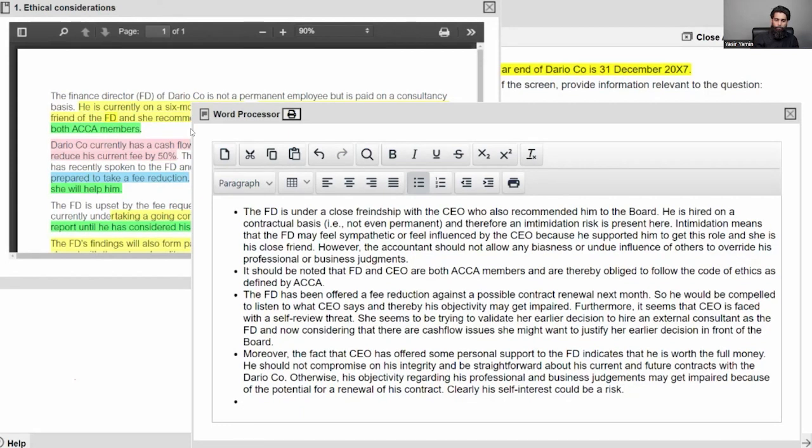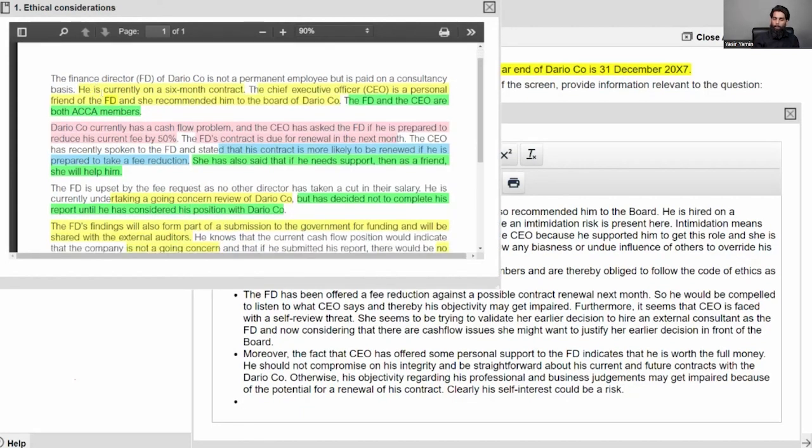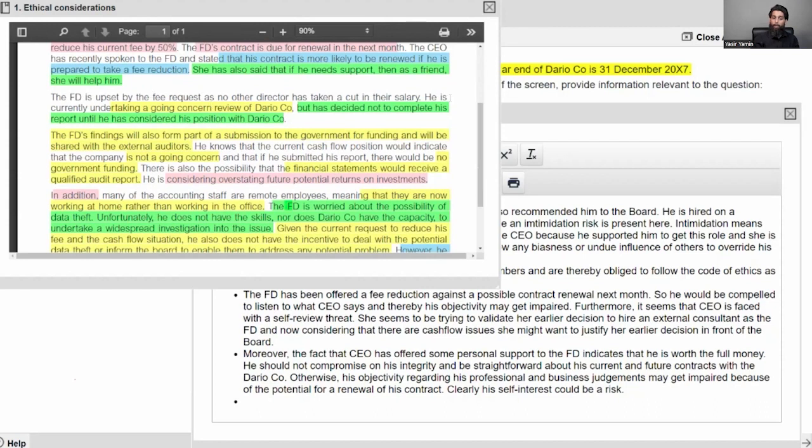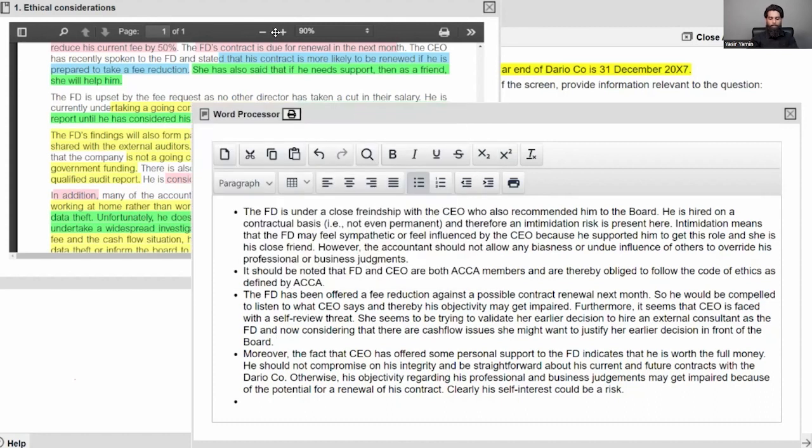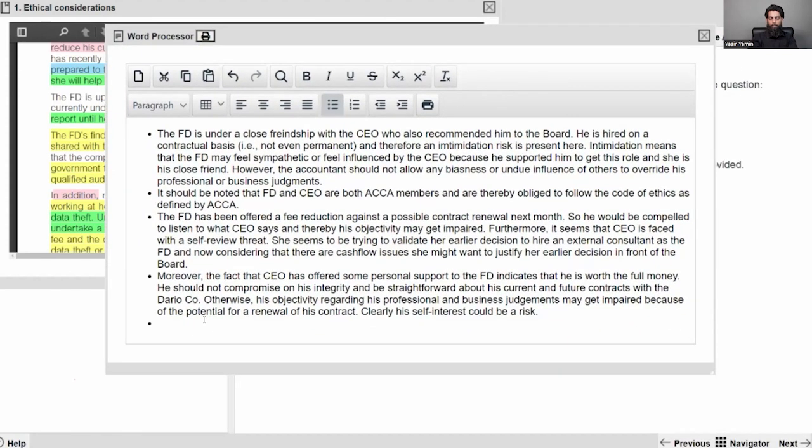All right. The finance director is upset by the fee request, and so on. He is currently undertaking a going concern review of Dario company, but has decided not to complete his report until he has considered his position with Dario company. Now, what point can we make here? The decision taken by the FD to not complete his going concern review is against professional behavior.